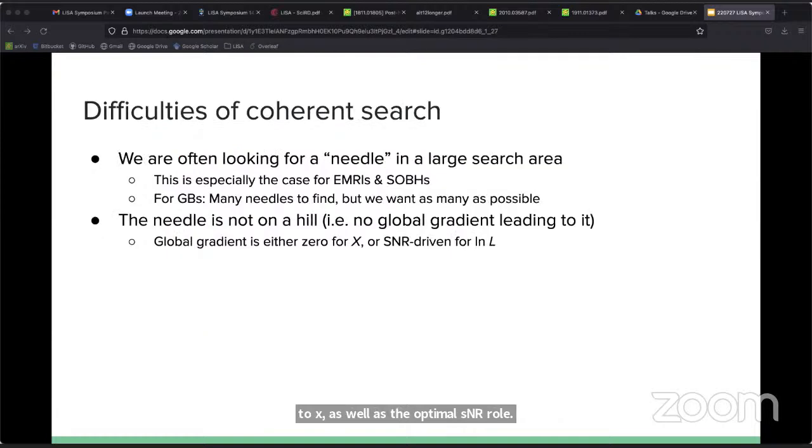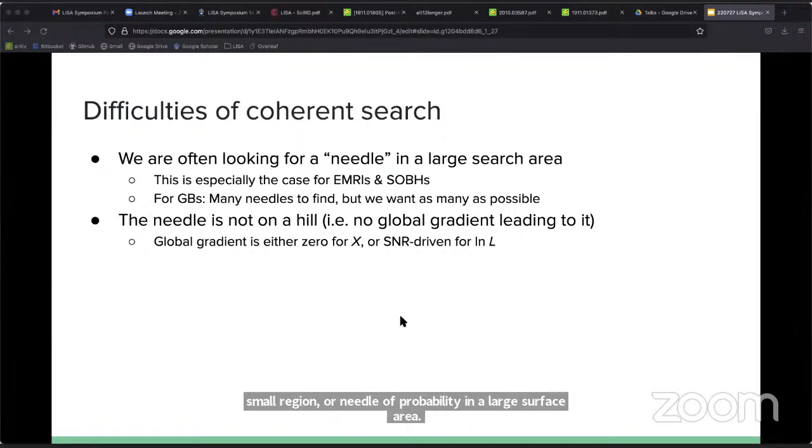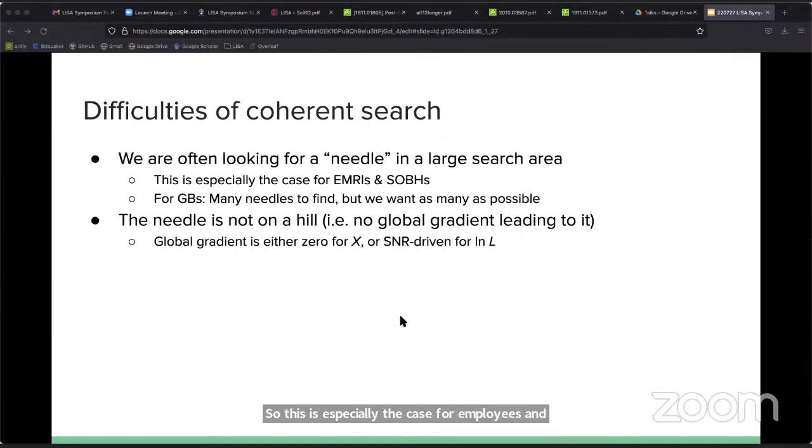Okay, there are, however, some practical difficulties associated with coherent search. In the case of LISA sources, we often find ourselves looking for a very small region or needle of probability in a large search area. This is especially the case for MRIs and SOBHs. For galactic binaries, the problem statement is slightly different. There, we don't just want to find some needle, which is easy because there are so many to find, but the aim is actually to find as many as possible.